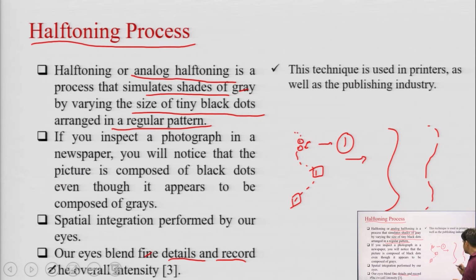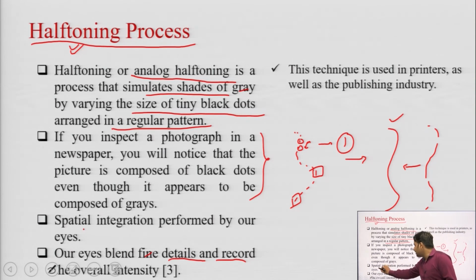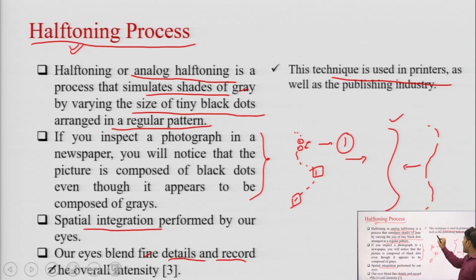It will not look like it does in this dotted manner; it will look like a straight line in this order. So, that process belongs to the halftoning process, and that is what we are talking about here. Spatial integration is a very important parameter that we have observed here. And this technique is used in printers as well as in the publishing industry.